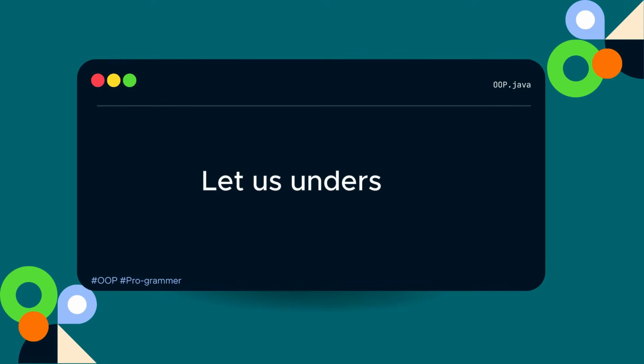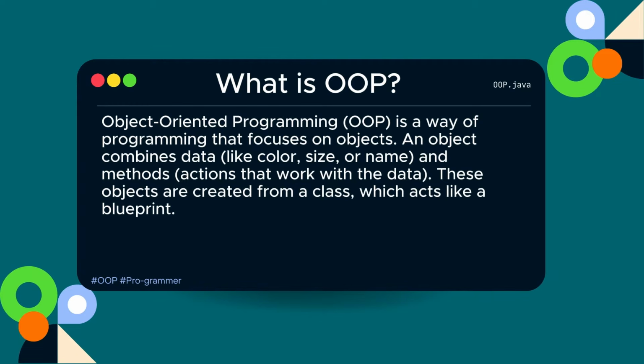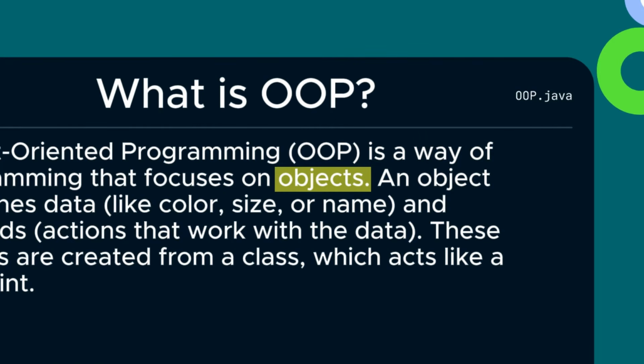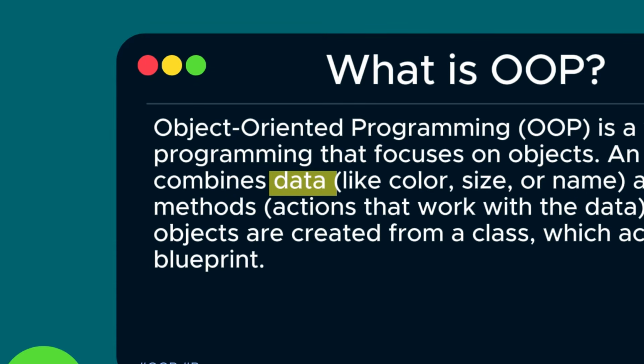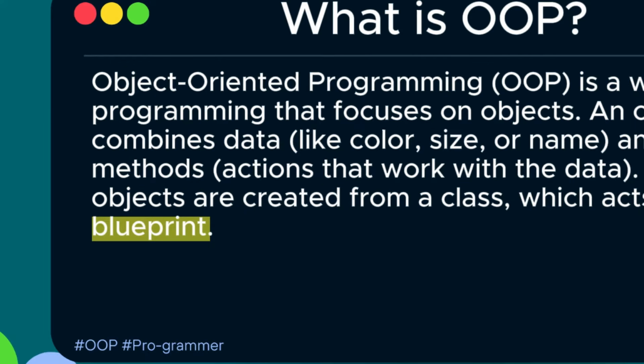First, let us understand what is OOP. OOP is a way of programming that focuses on objects. An object combines data, like color, size, or name, and methods, actions that work with the data. These objects are created from a class, which acts like a blueprint.